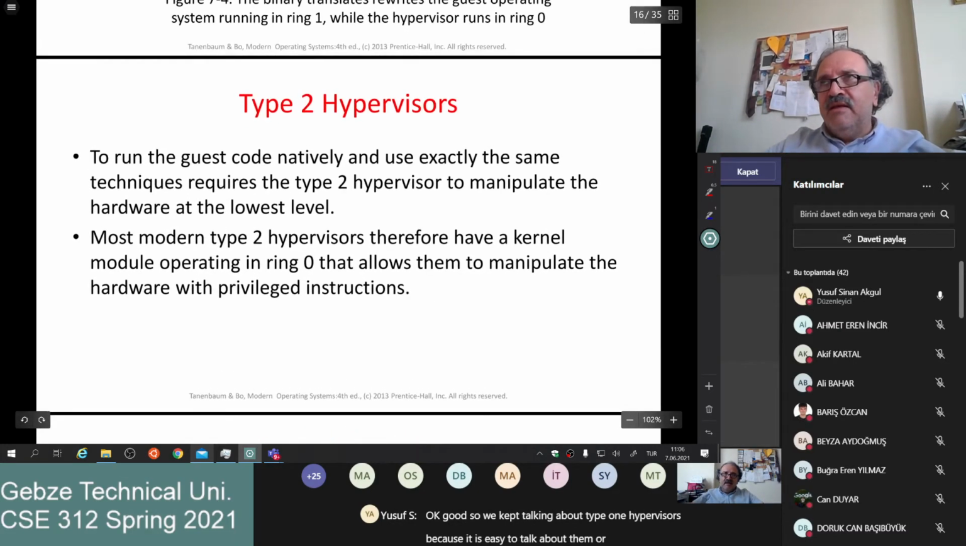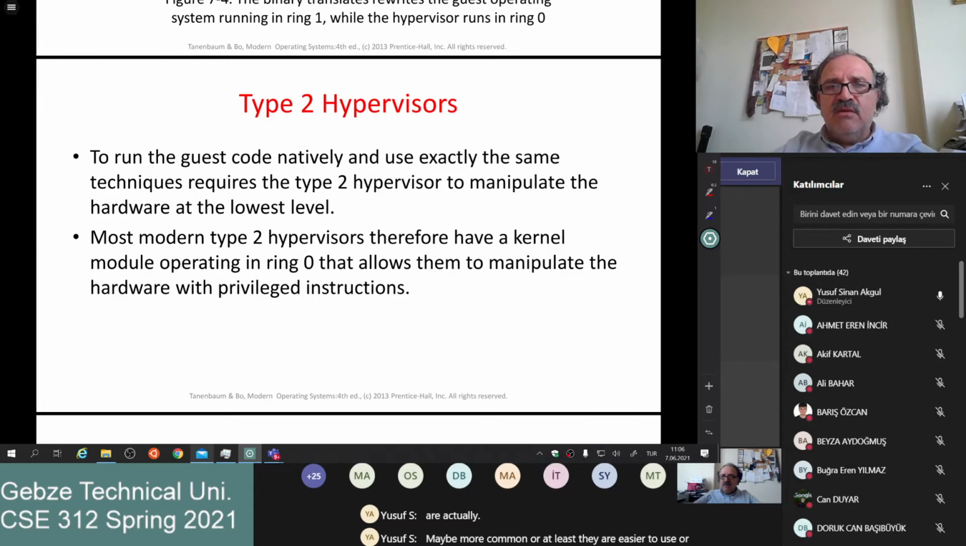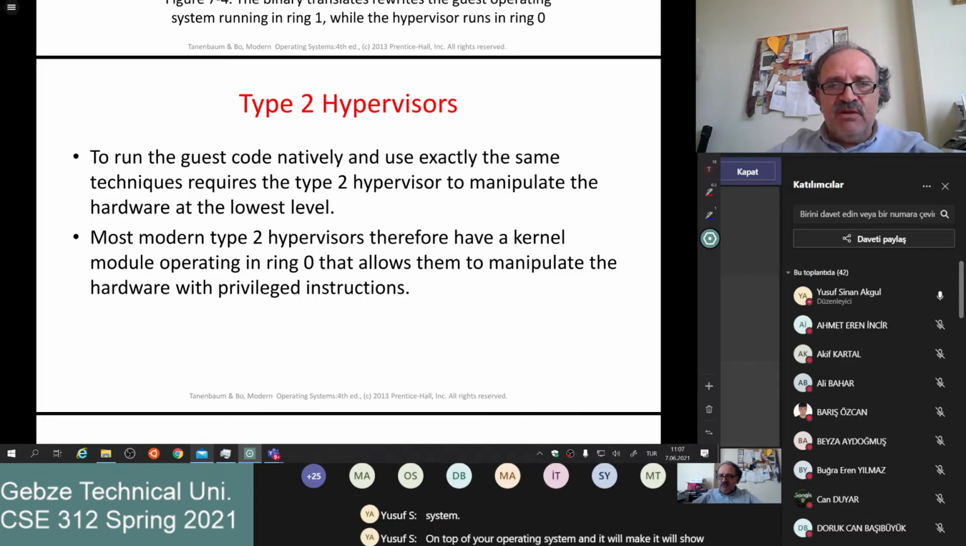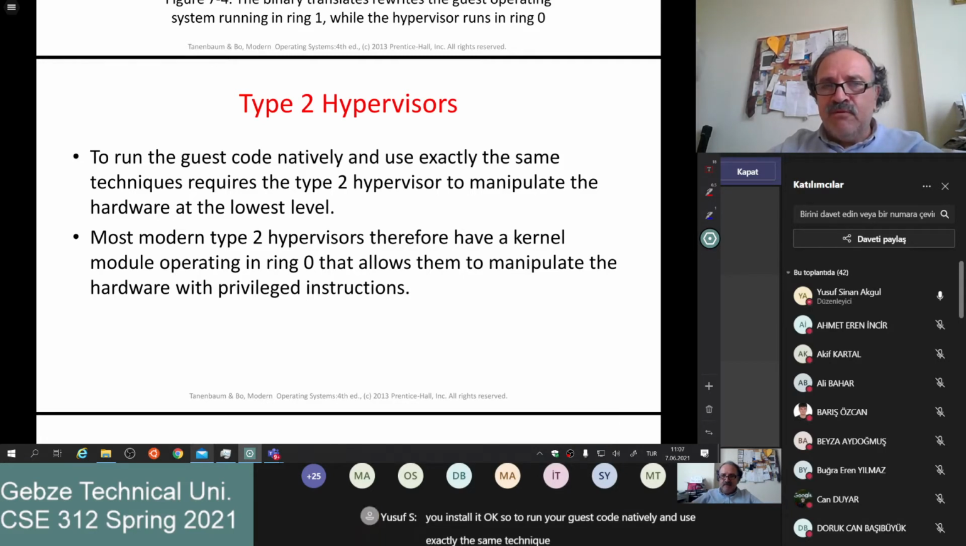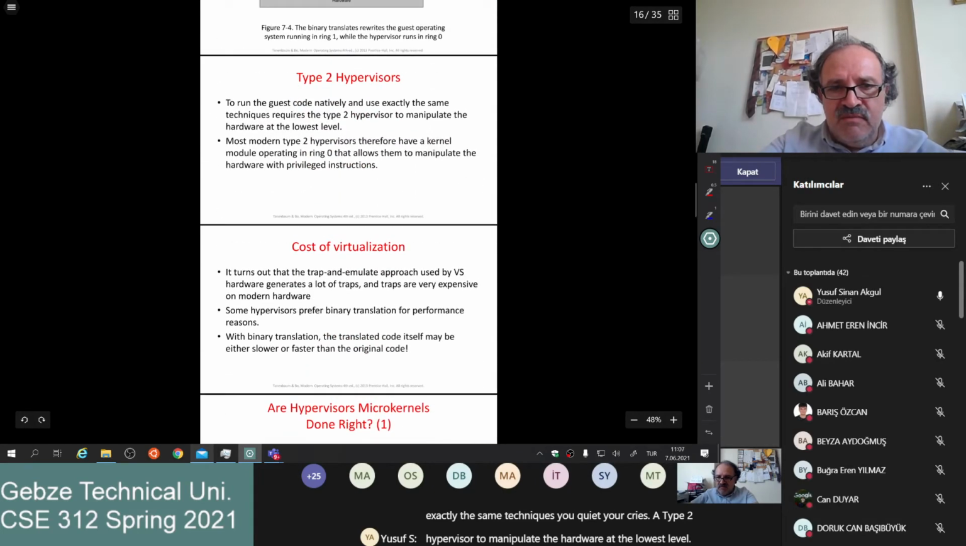Type 2 hypervisors are actually maybe more common, or at least they are easier to use. All you need to do is install your type 2 hypervisor on top of your operating system, and it will show itself as the bare hardware to the guest operating system, and you install it. To run your guest code natively and use exactly the same techniques requires a type 2 hypervisor to manipulate the hardware at the lowest level. Let's remember type 2 hypervisors again.